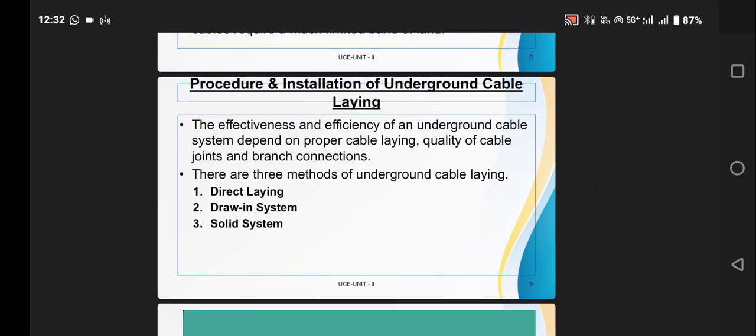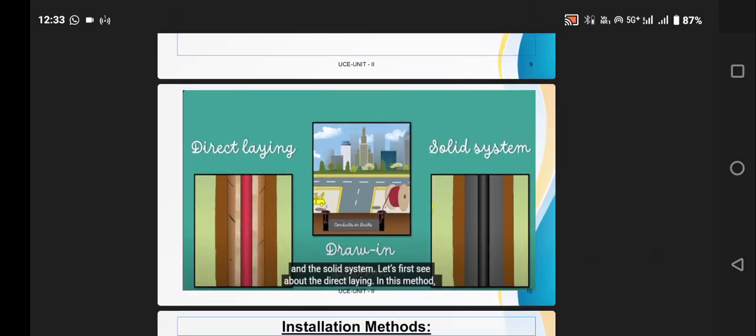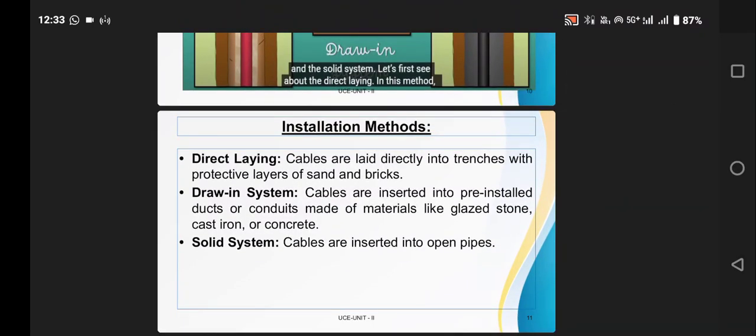What are the procedures and installations of underground cable laying? The effectiveness and the efficiency of an underground cable system depends on proper cable laying, quality of the cable joints, and branch condition. There are normally three methods of laying. First one is direct laying, second is the draw-in system, third one is the solid system. This diagram represents the three methods of laying systems. The various installation methods, as we already told, are direct laying, drawing system, and solid system.